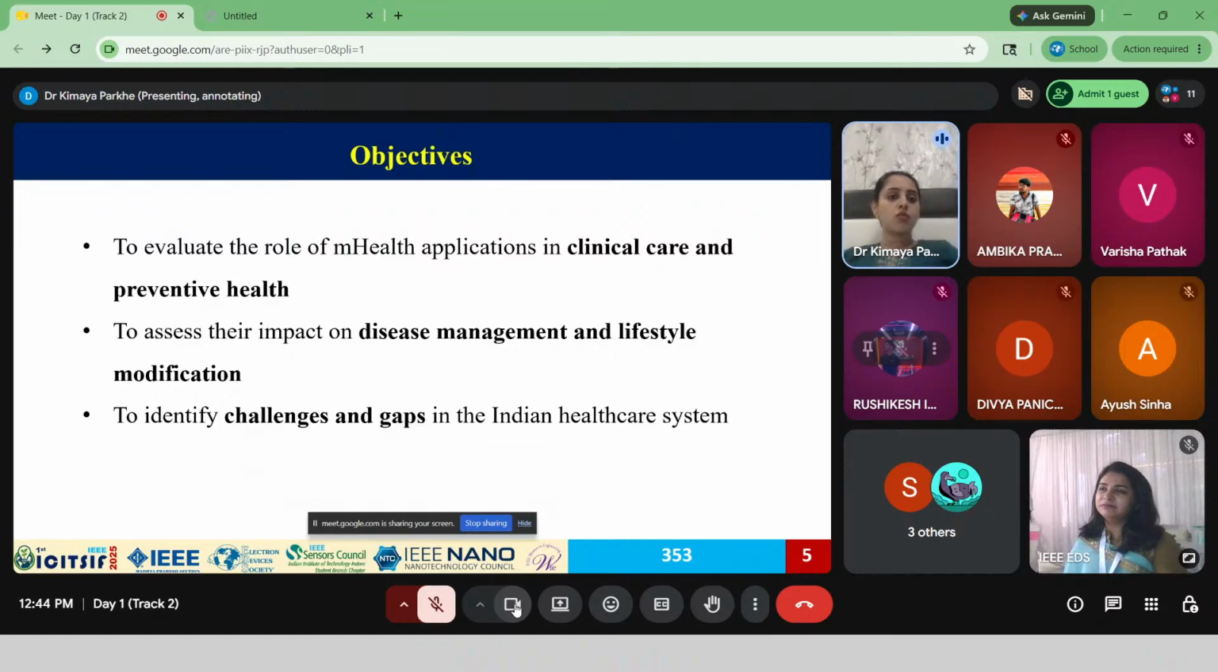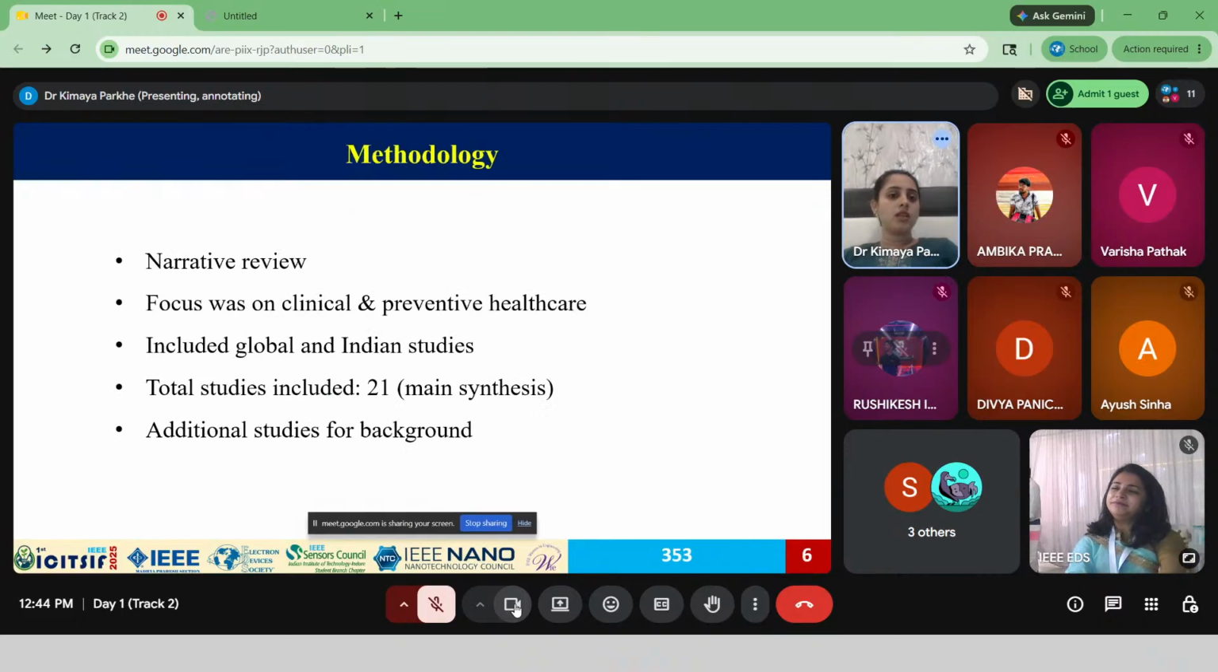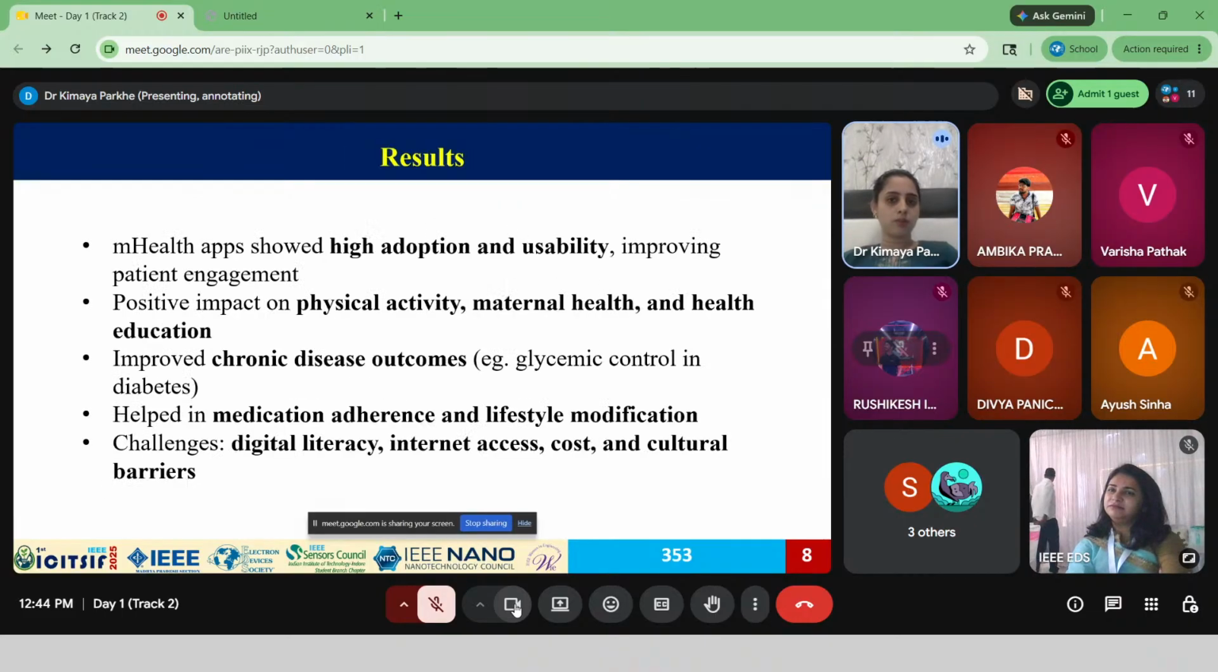The objectives of my paper were to evaluate the role of mHealth applications in clinical care and preventive health, to assess their impact on disease management and lifestyle modification, and also to identify the challenges and gaps in the Indian healthcare system. The methodology I chose is a narrative review, with my focus on clinical and preventive healthcare. I also included global and Indian studies. A total of 21 papers were included.